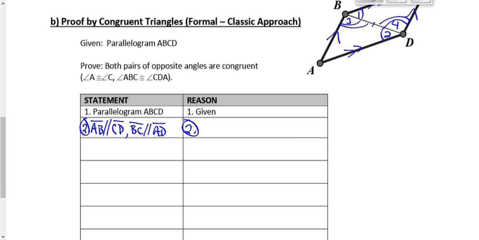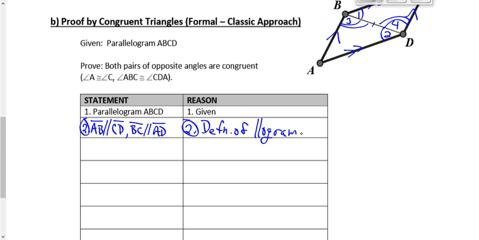If we were approaching this differently and wanted to say those opposite sides are congruent, which they are, we would have to have a different reason. We'll get to that in a minute. But for now, we can just say definition of parallelogram, and now we've got parallel lines stated. Okay? Definition of parallelogram. Now we've got our parallel line statement.